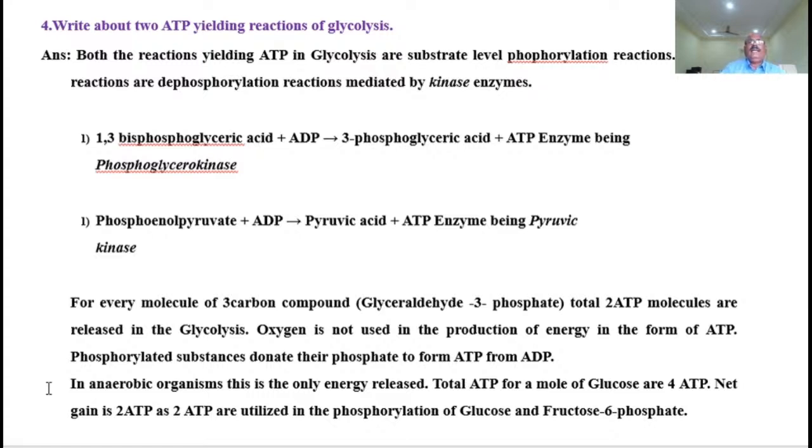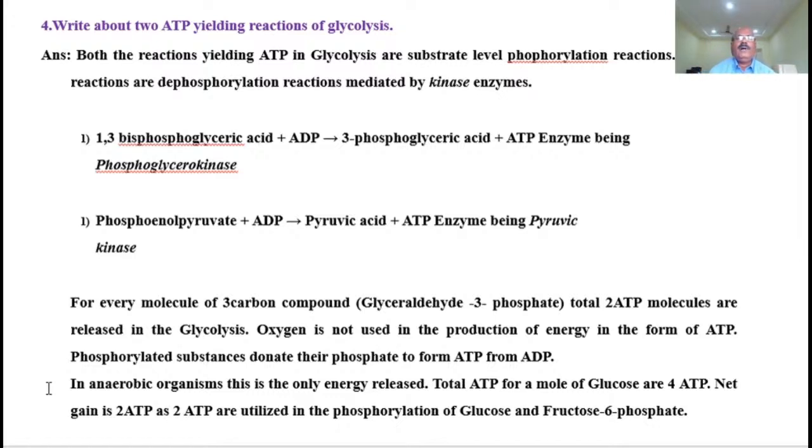Write about 2 ATP yielding reactions of glycolysis. So this is in glycolysis pathway. This is part one. Both the reactions yielding ATP in glycolysis are substrate level phosphorylation reactions. Both the reactions are dephosphorylation reactions mediated by kinase enzyme. So 1,3 bisphosphoglyceric acid plus ADP gives rise to 3 phosphoglyceric acid plus ATP, enzyme phosphoglycerokinase.